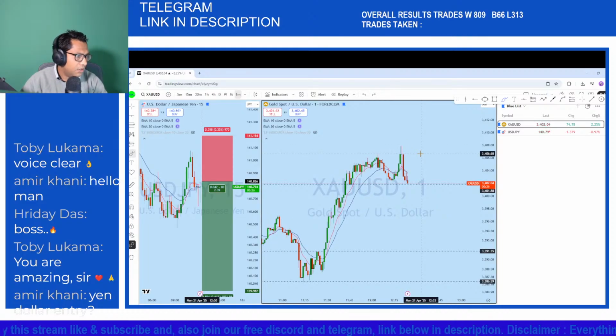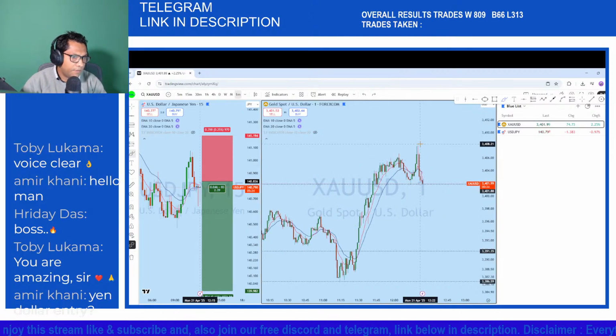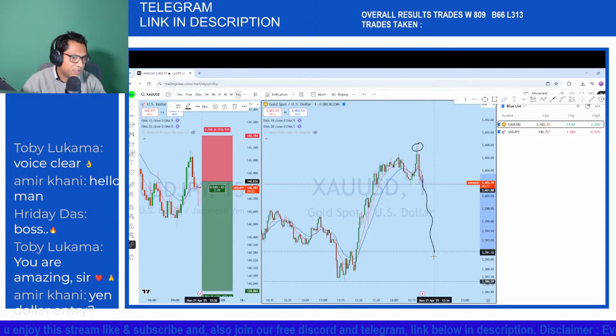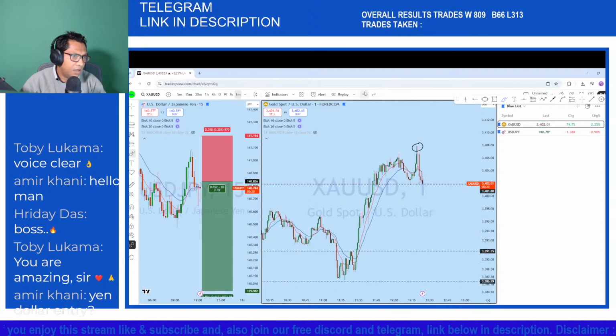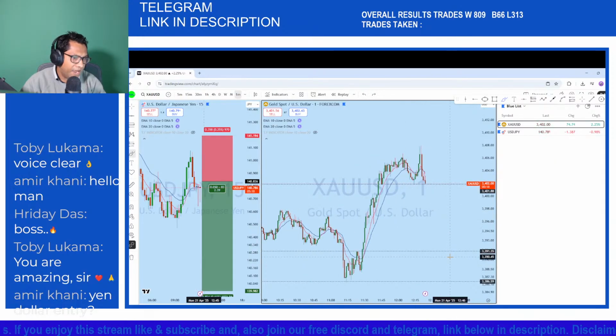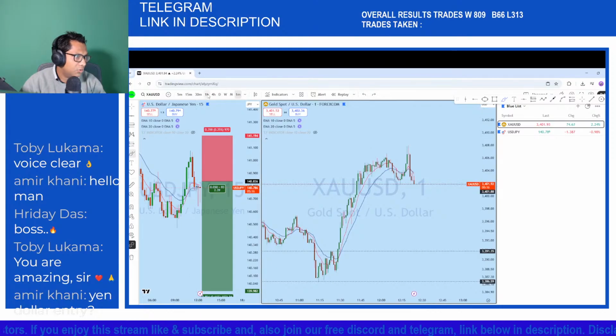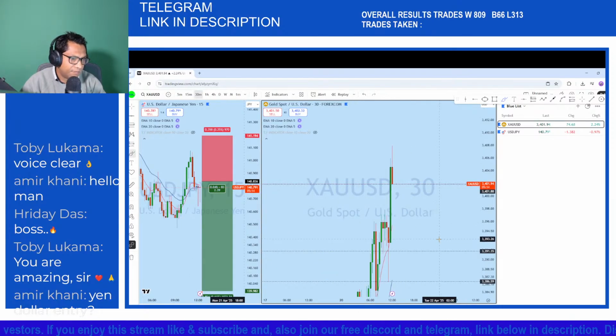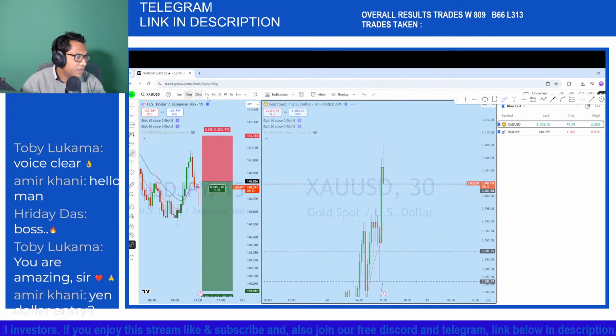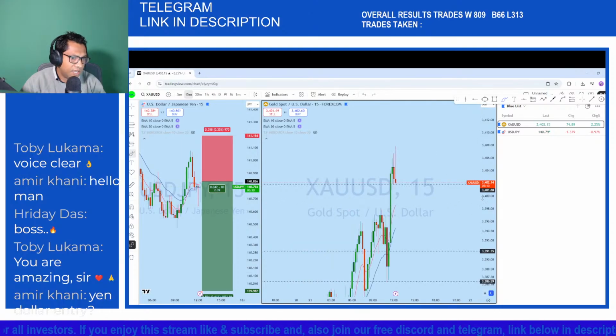So from this level here, we can see the market may drop well back below. That's where we may see a possible entry if it drops down here in that zone.